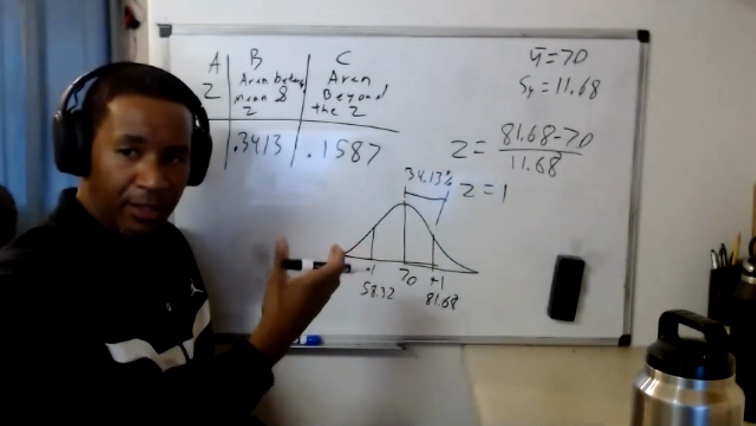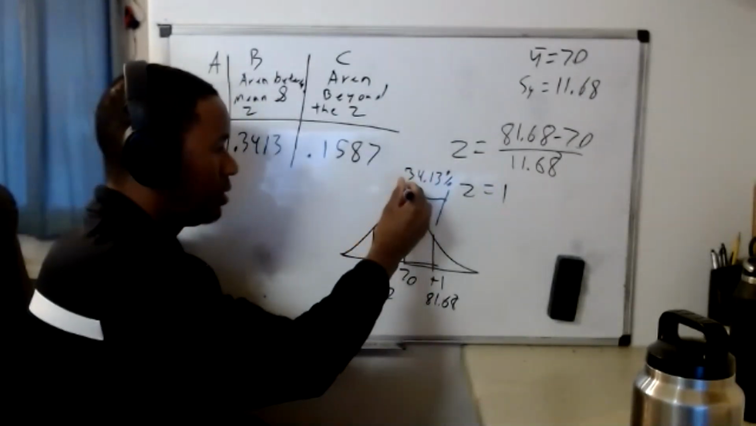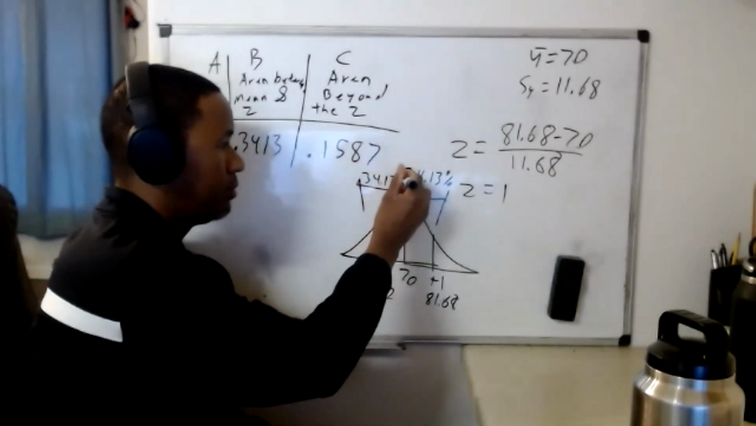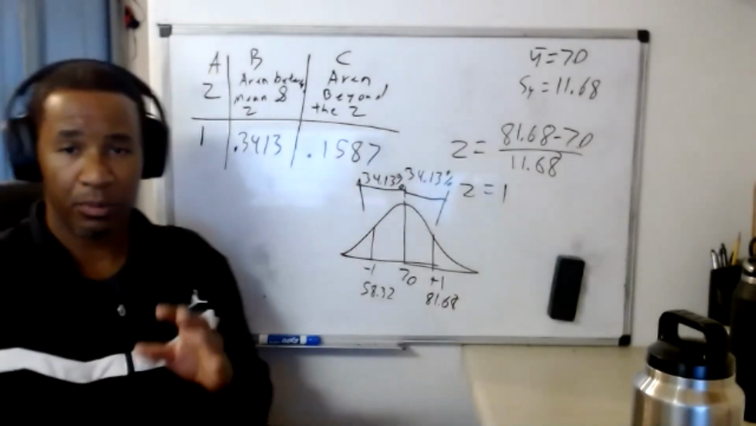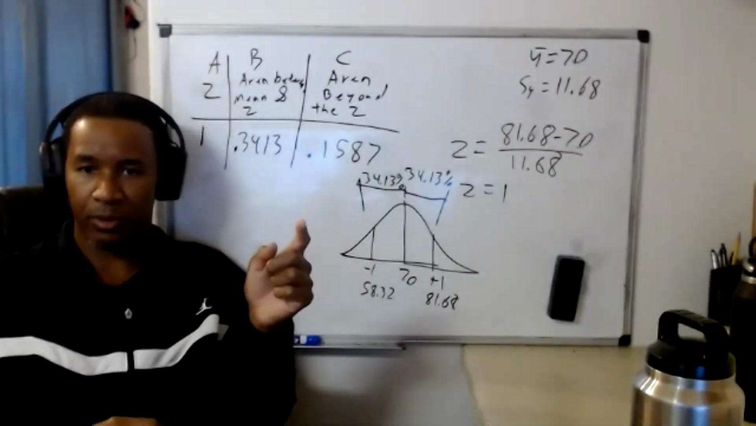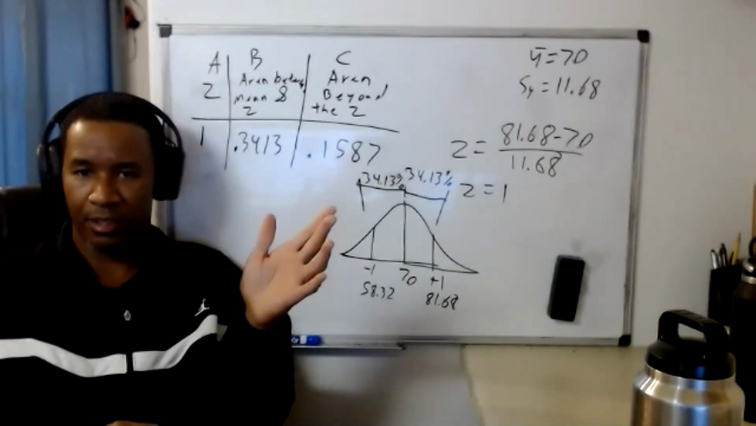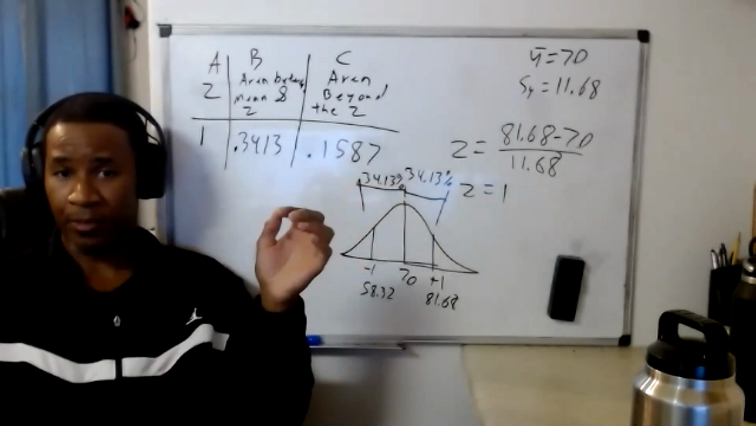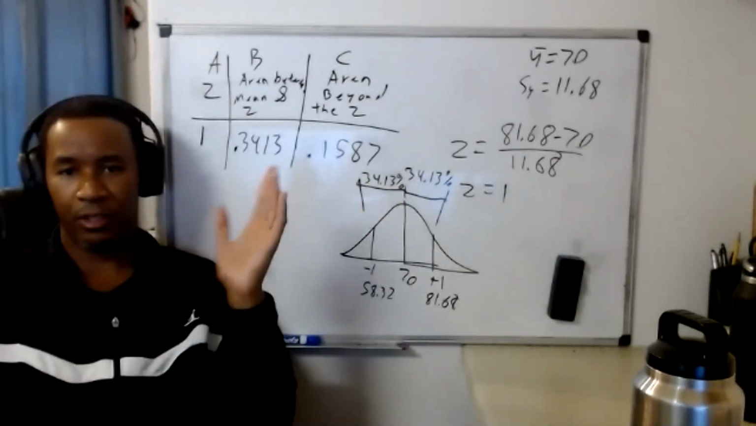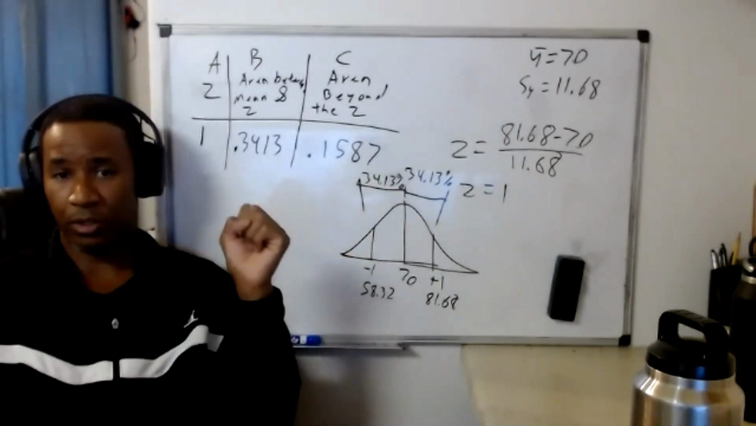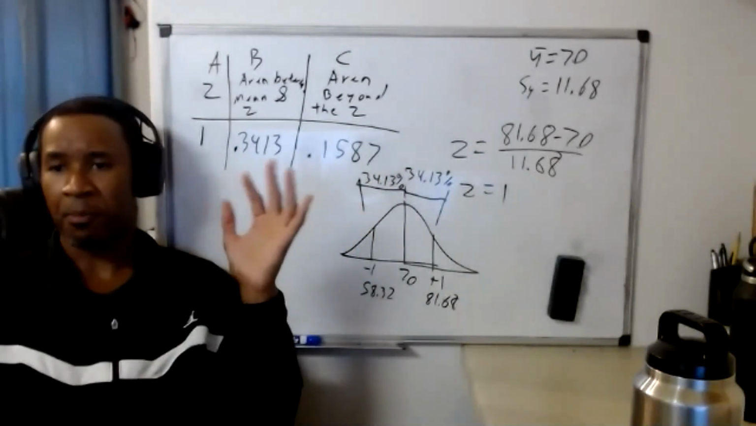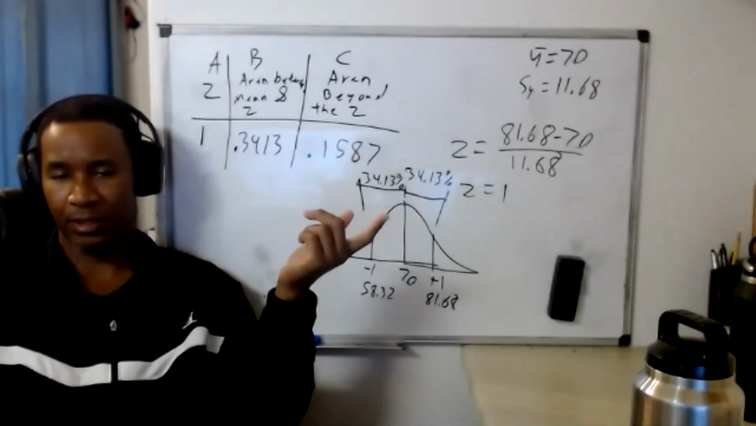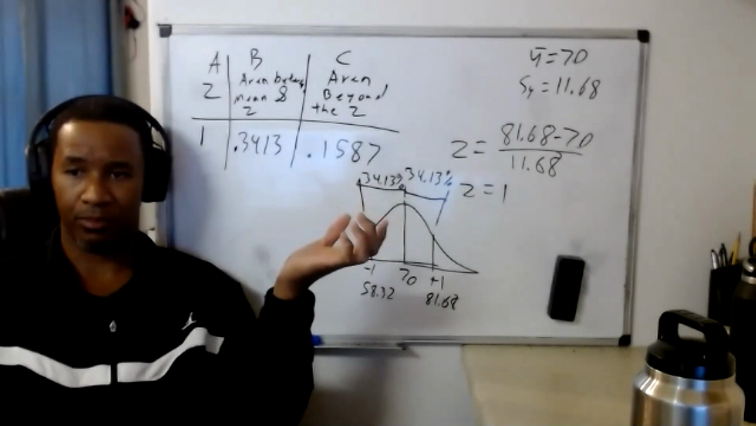And then also the z value of negative 1, it's the same 34.13%. 34.13% plus 34.13% gives us 68.26. That's how we went about finding that 68.26. And then you could do the same thing for the two z-scores, and the three z-scores. So that's how we got that 68.26, that 95.46, and that 99.72% numbers, okay?